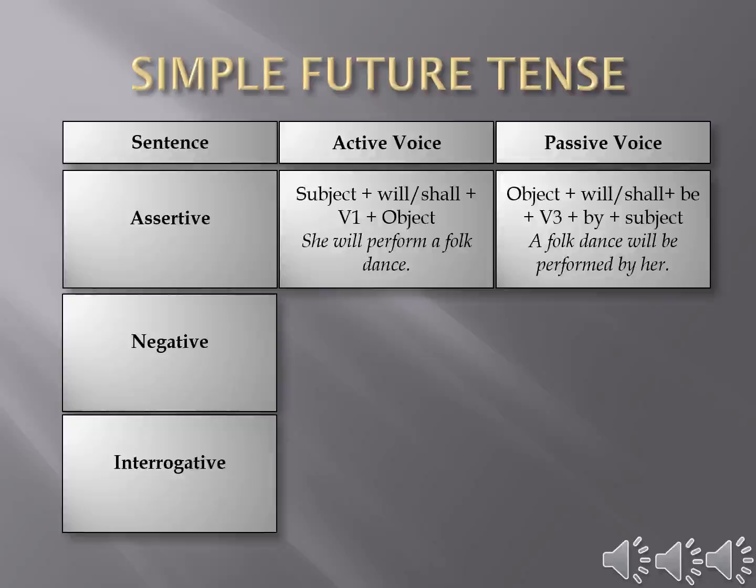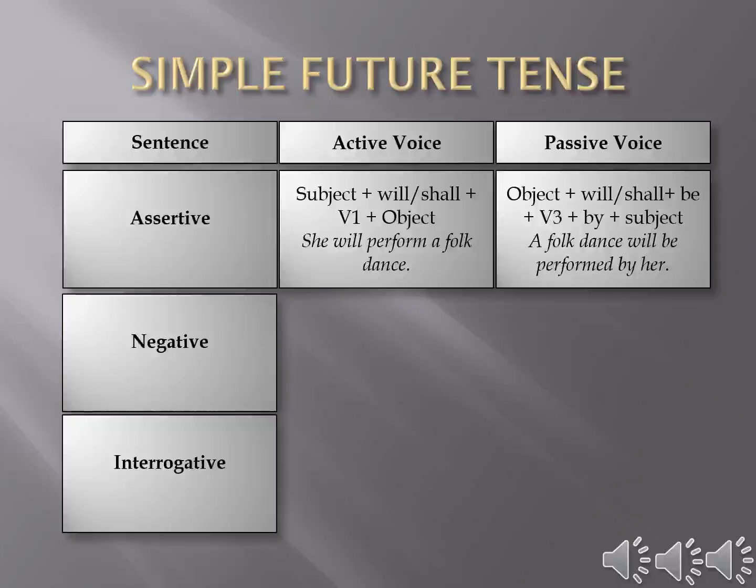And when it is converted into passive form, the structure will become object, will or shall, be, third form of verb, by, and subject. To understand the rule more clearly, let's read out its example. Active sentence: She will perform a folk dance. And the passive form is a folk dance will be performed by her.